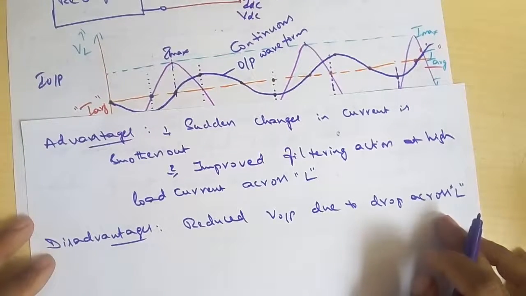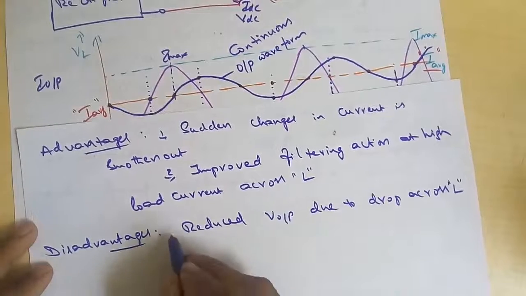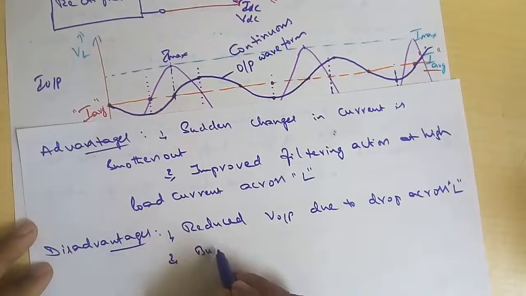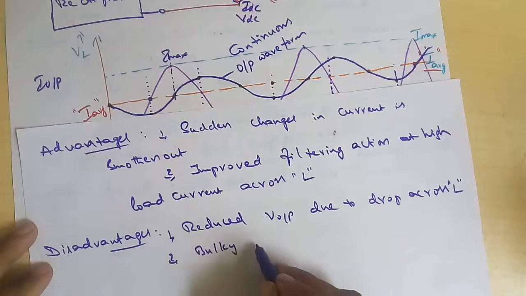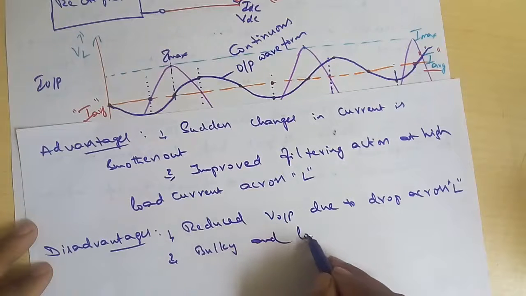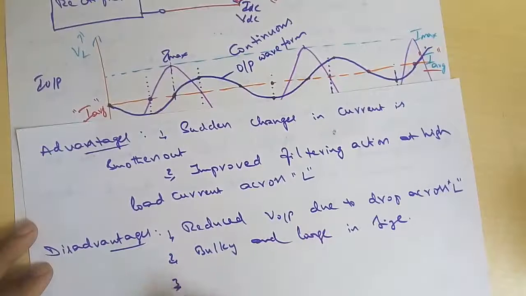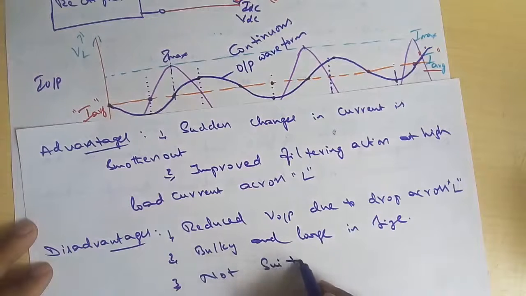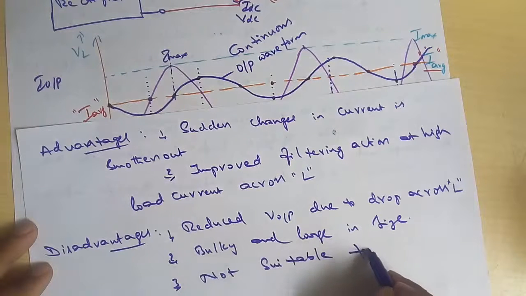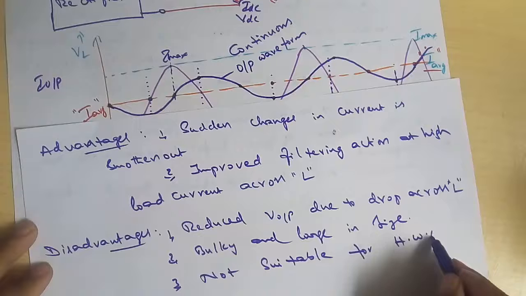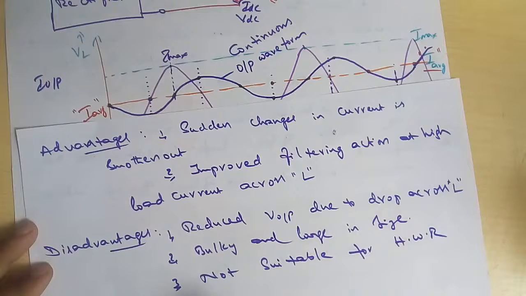The second one is that it is bulky and large in size. The third one is that it is not suitable for a half wave rectifier.